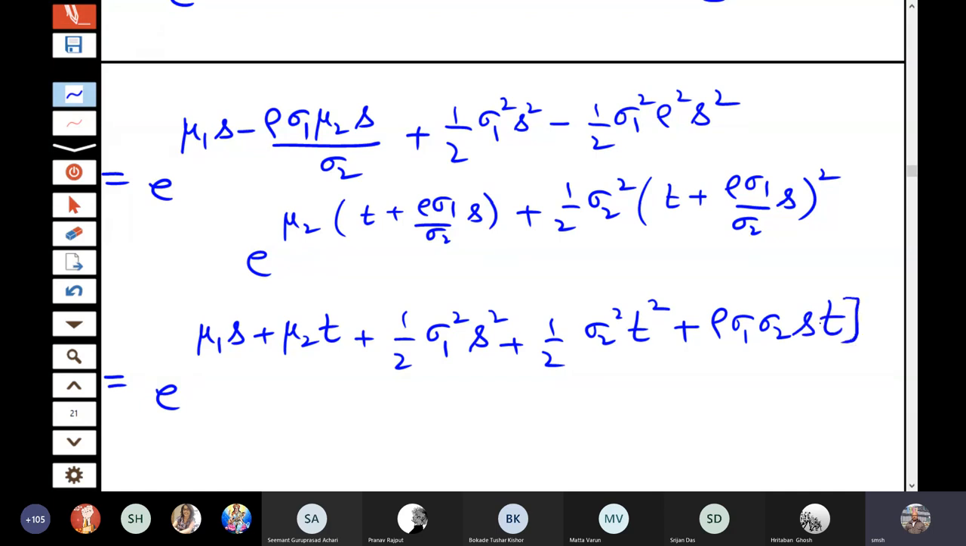So this is the moment generating function of the bivariate normal distribution. Is the proof clear?